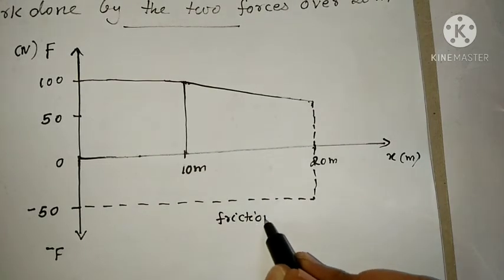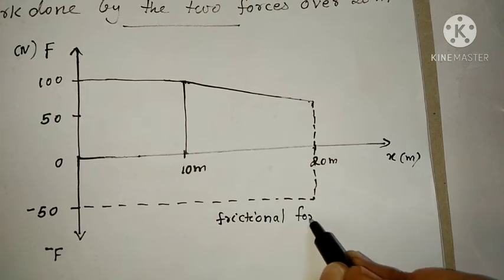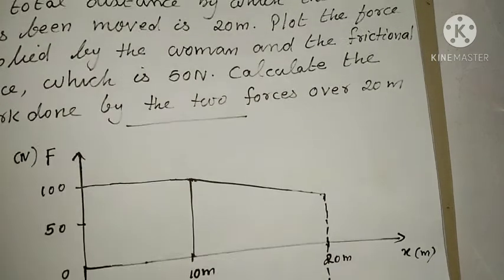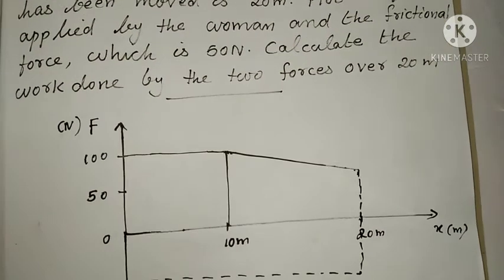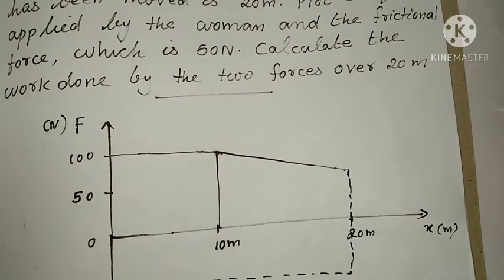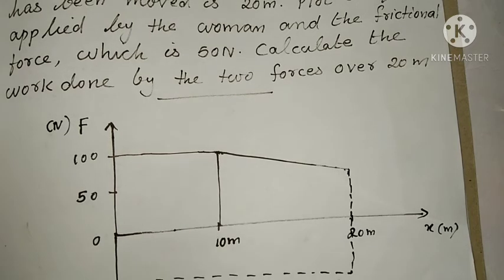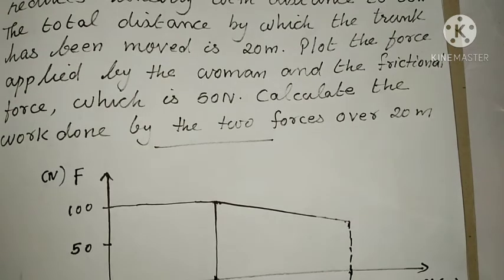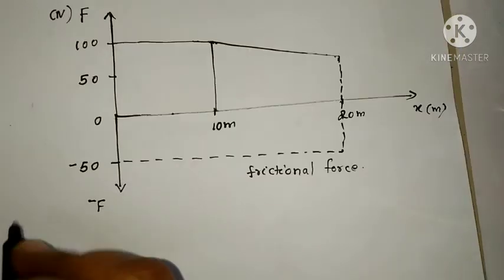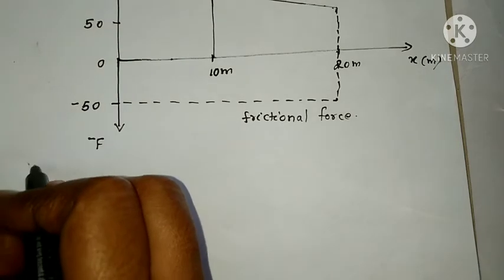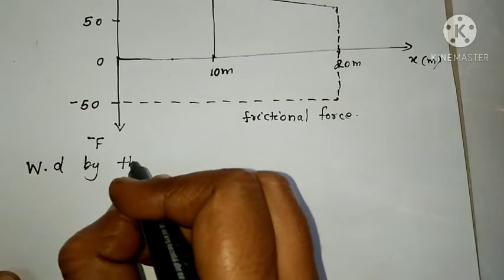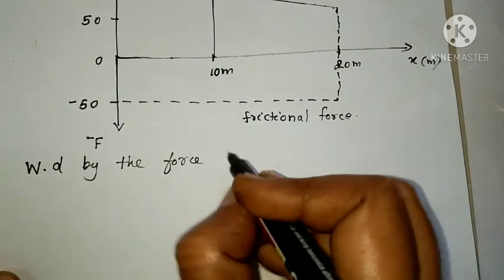Then what do you want to find out here? You want to find out the work done by the two forces over 20 meter. What are the two forces? The work done by the force applied by the woman and the work done by the frictional force. These two work done you want to calculate. First we can write the work done by the force applied by the woman.